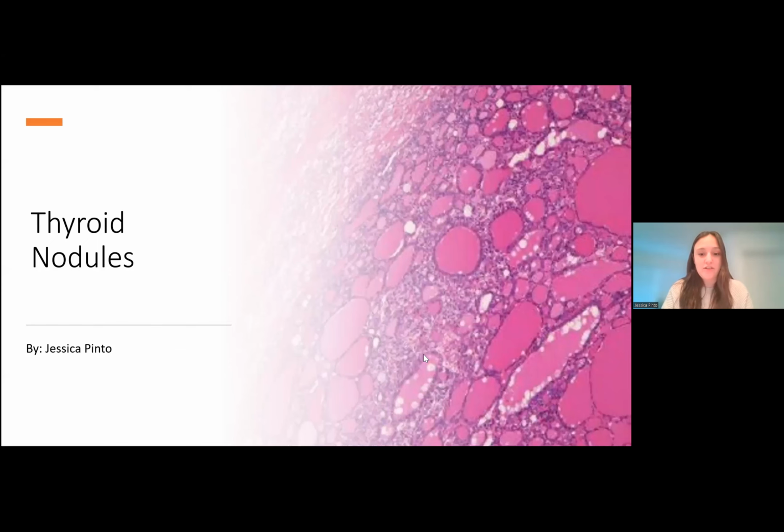Nodules, initially, more so the initial evaluation and workup, and then a little bit on goiters and thyroid cancer as well.